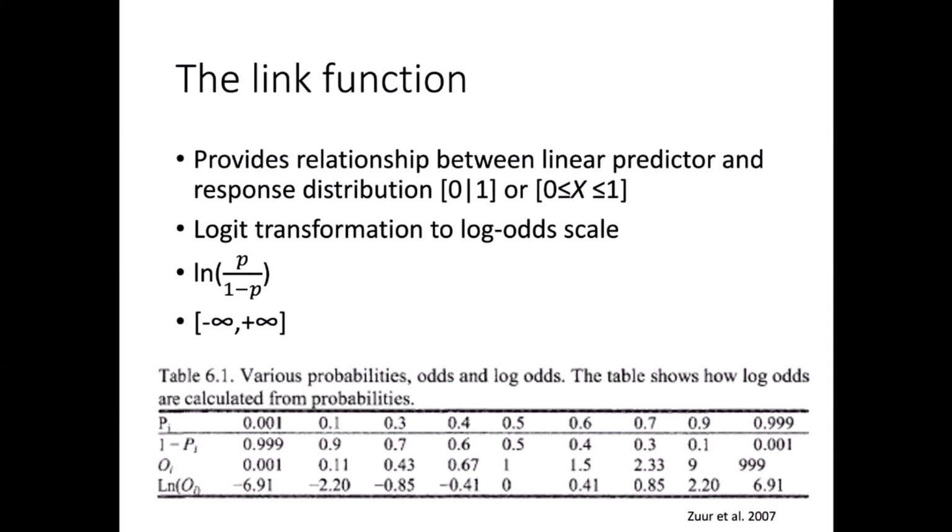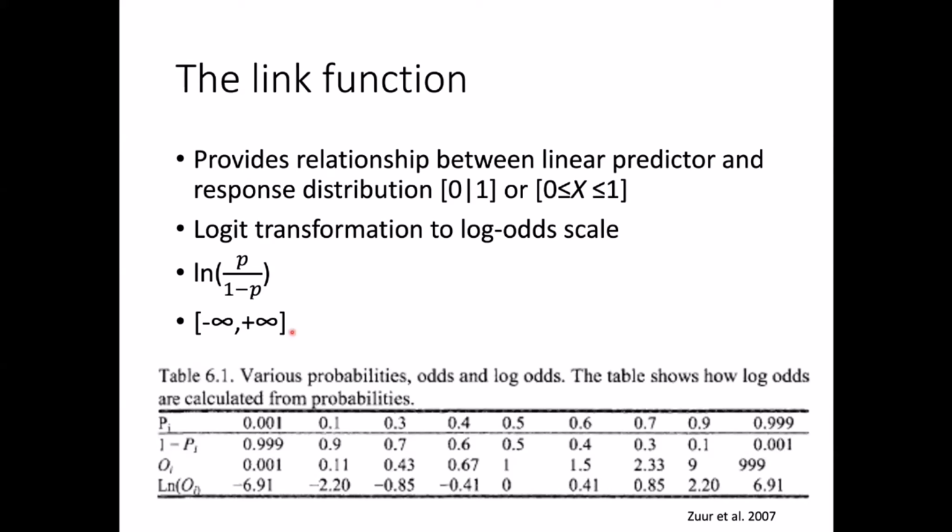For the binomial distribution, the most frequently used link function is the logit transformation. And this transforms your probability to a log odds scale. So instead of estimating the probability of an event happening, it's estimating the odds that an event will happen. And so here is the calculation to convert probability to log odds. And the important thing with this is that the new range is now from negative infinity to positive infinity.